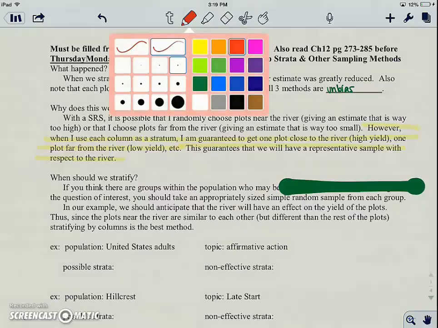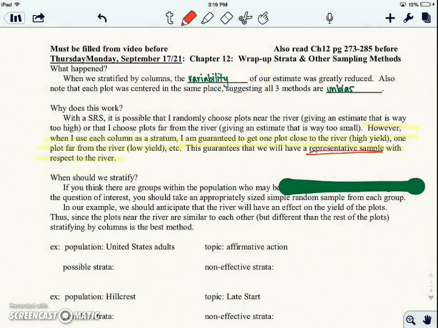And that's the key word. We need a representative sample. Making a sample bigger isn't always helpful if it's not representative. You can have a fairly small sample size if it's representative of the whole population.